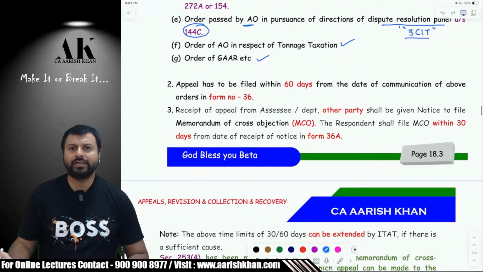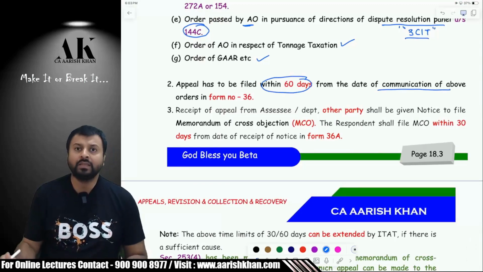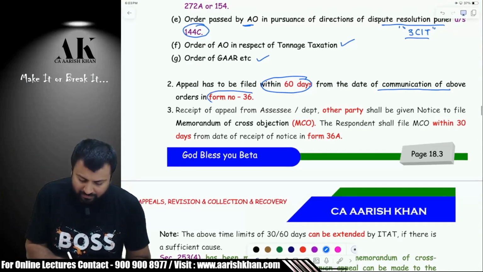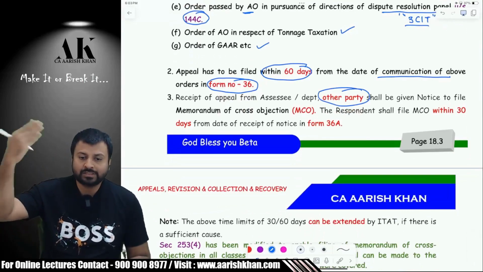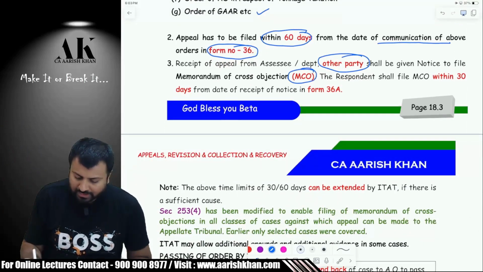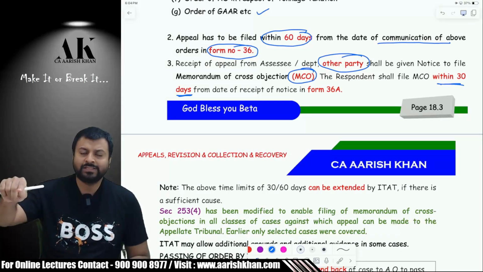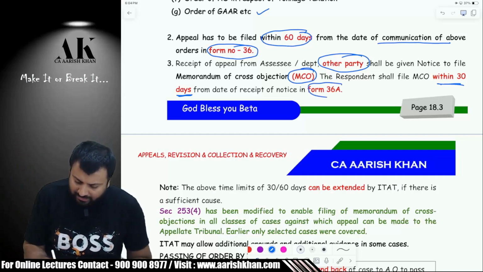Now, you can go to ITAT within how many days? You have to go within 60 days from the date of receiving the order. The day on which you receive the order, within 60 days you have to go to ITAT and fill form number 36. And the other party, that is the respondent, has to file a memorandum of cross objection within 30 days. So the appellant will file appeal within 60 days and the respondent will file memorandum of cross objection within 30 days in form number 36A.